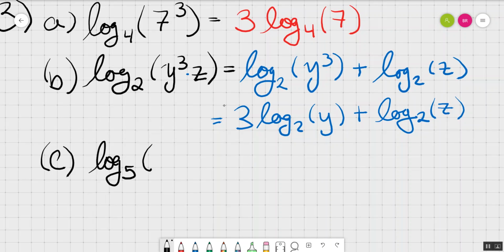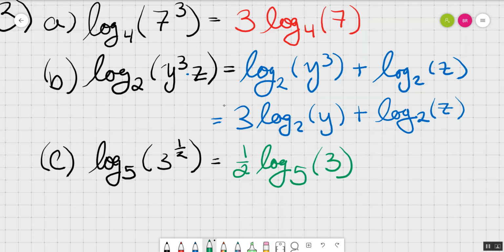Let's do the log base 5 of 3 to the 1/2. So the fact that this is a 1/2 doesn't matter at all. Remember, that's the same as having a root. So if this would have been the square root of 3, we could have done the same thing, rewritten it with the 1/2 exponent, and then hop the 1/2 out front. So we end up with 1/2 the log base 5 of 3.